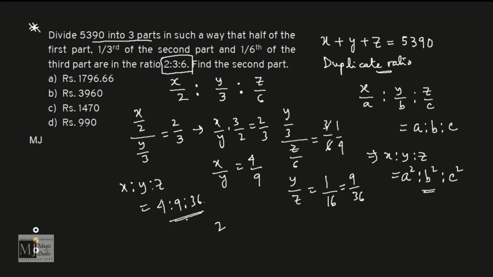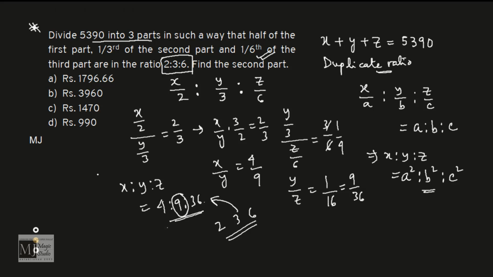You can check this. X by 2, that is 4 by 2 would be 2. Y by 3, 9 by 3 would be 3. Z by 6, 36 by 6 would be 6. That would be in the ratio 2:3:6. So ratio of x is to y is to z is not 2:3:6. It is the duplicate ratio of 2:3:6, that is 4:9:36.